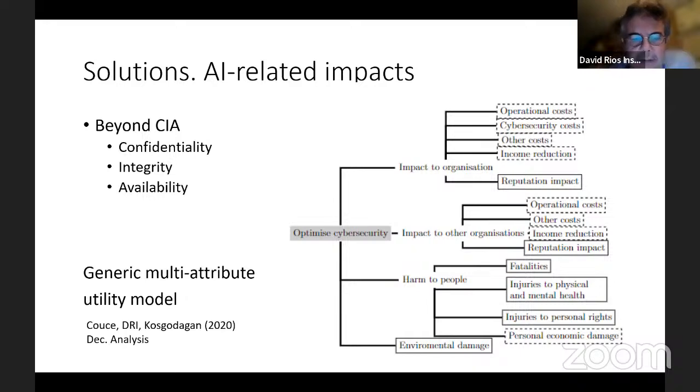And then we did quite a bit of work to try to overcome this very technical approach and take into account that these impacts could have economic impacts, but also environmental impacts. You could actually kill people through cyber attacks, etc. So we tried to work on a general multi-attribute utility model, and I'm reflecting here the objectives tree, and based on that we built a generic model.